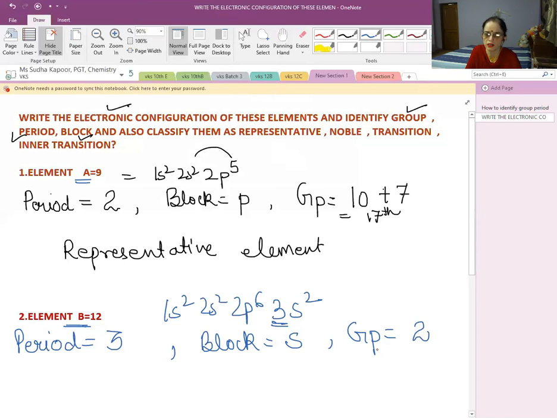Now for these elements, we know that s block and p block elements are called representative elements. Group 18 is called the noble gases. So it is an s block element, and it will be representative in nature. It will be a representative element.